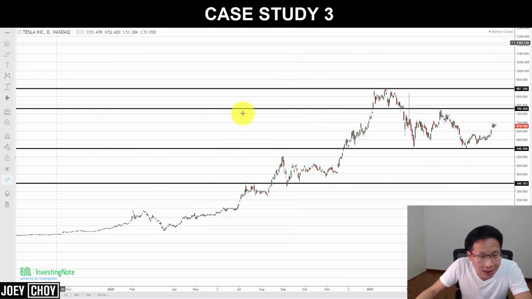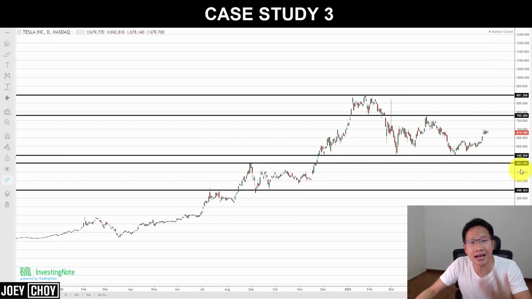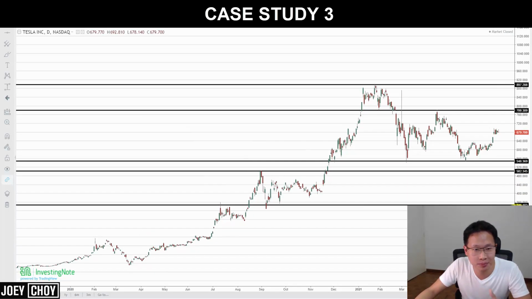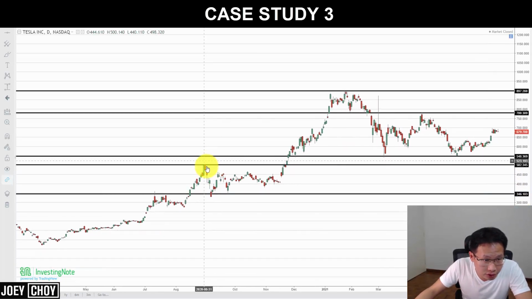And look at this. I think this would be another resistance as well. Look at this right here. This would be the 500. Yes, exactly. So 500, guys, is a psychological level. These people like numbers like 500, 1000. These are pretty much psychological levels. You can see this was the resistance.